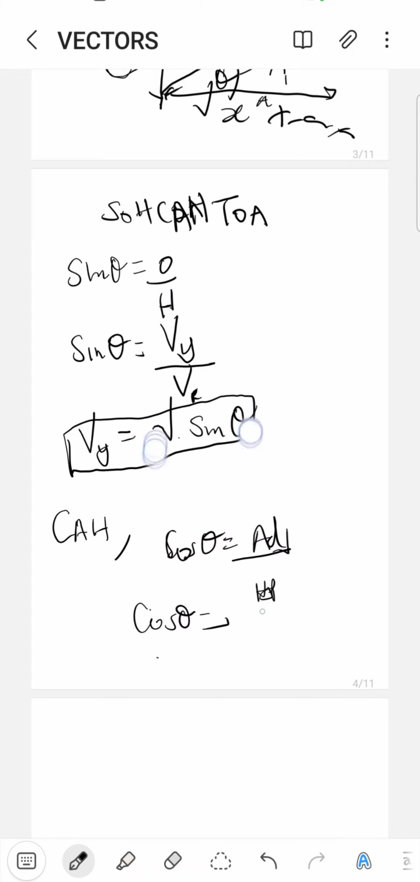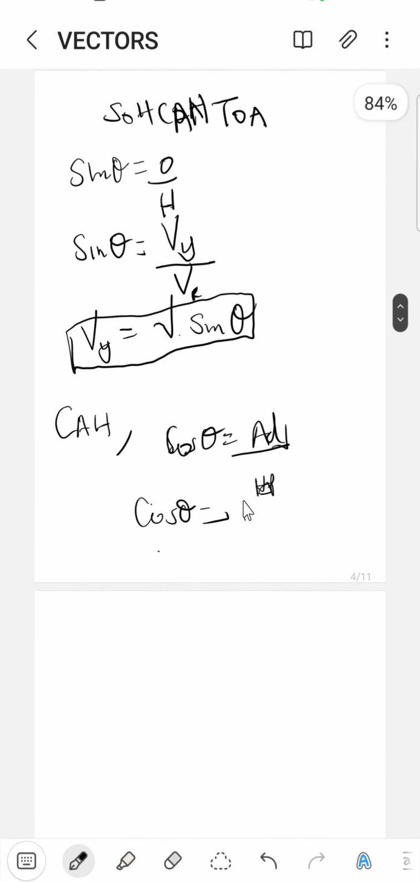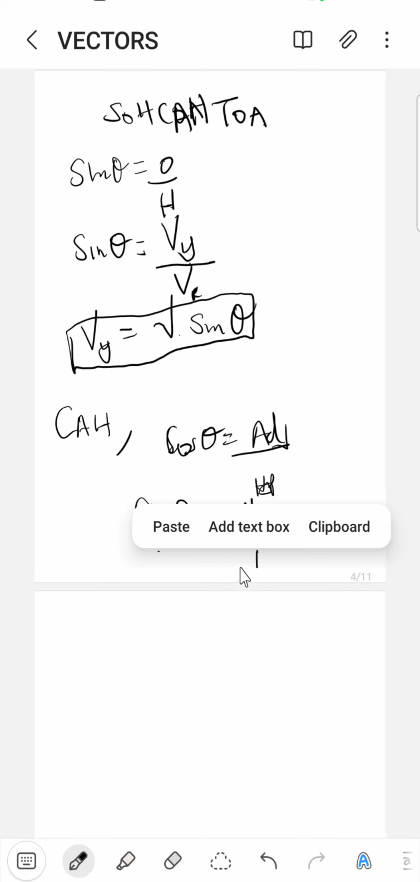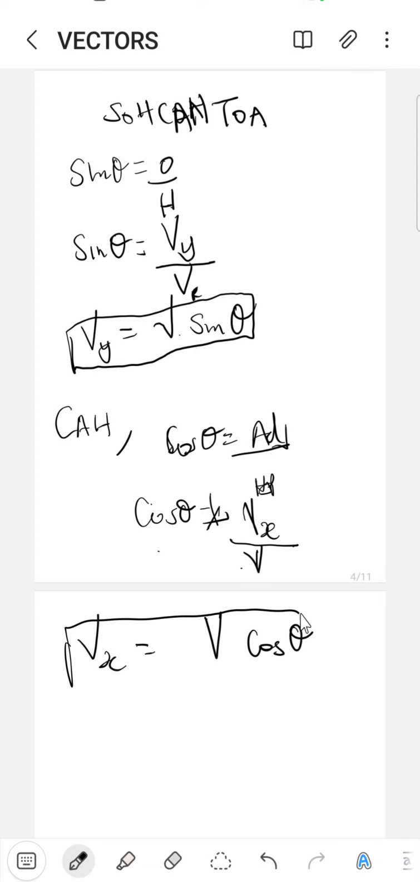The adjacent is the part that is projecting in the x-axis. So vx, the vector component of x, over the hypotenuse, which is your resultant velocity. All right, you cross multiply, you'll have the vector component of x will be v cos theta. This is going to be the formula we will use to find the x component of the vector.